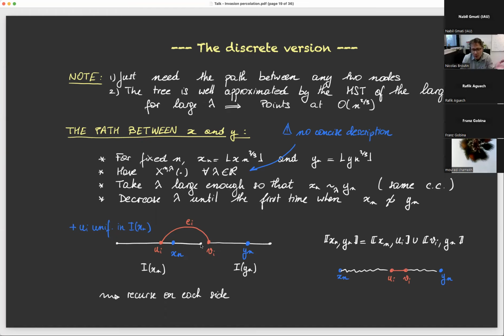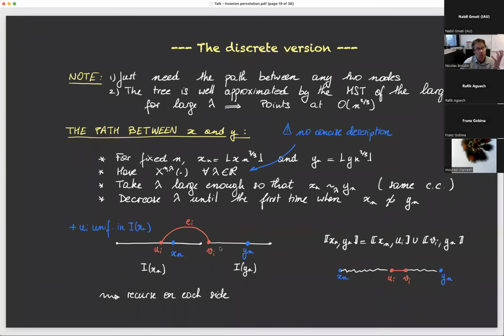Okay, but that's good. So if you want to find the path between xn and yn, you just have to do this and recurse, because then once you have the first red edge, you need to find the path between xn and ui, and you need to find the path between yn and vi. And you keep going like that. And if you do this in discrete, in the end, you will find exactly the set of points that are on the path. Okay? So on the right, I've put them in order.